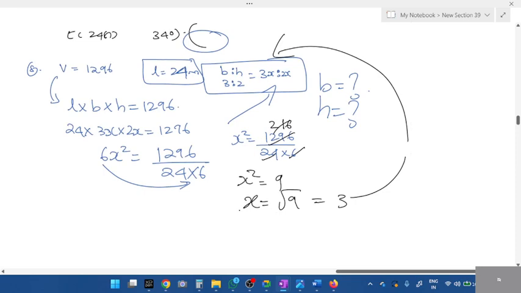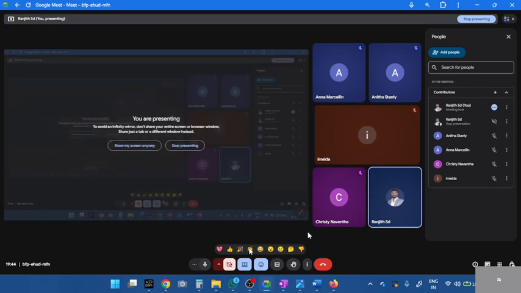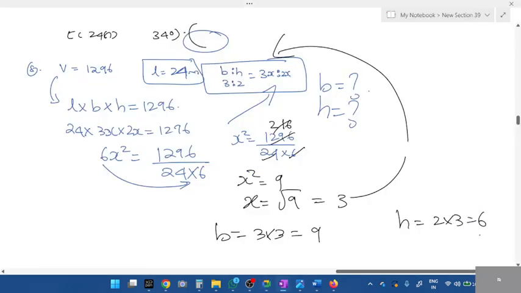What's the answer, students, after substituting? Base is equal to 9 and height is equal to 6. Just substitute the x value. All of you got it? 6 meters, 9 meters.